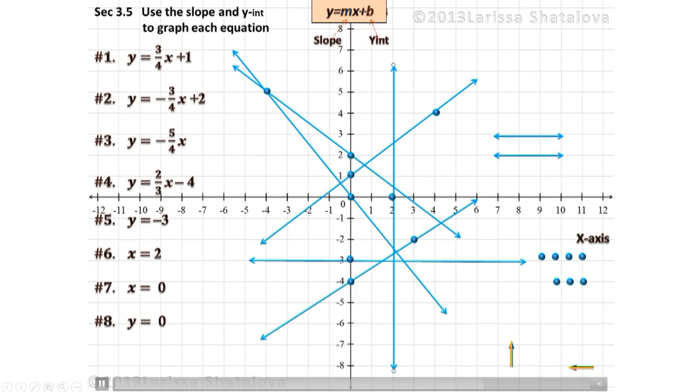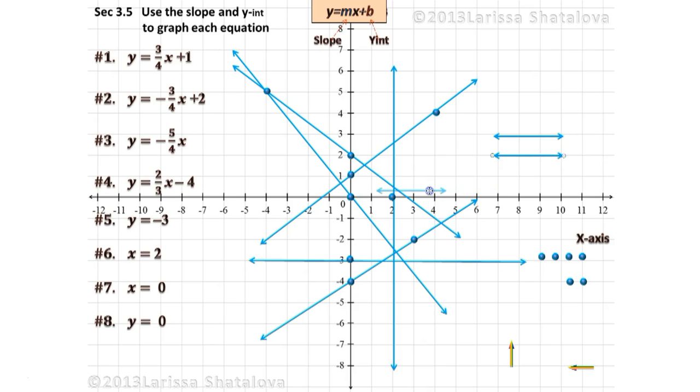Next, number 7, x is 0. So now here is the point. X-intercept is 0, and for all points which are on the y-axis, x-coordinate is 0. Vertical line. Oh, it's difficult to show.